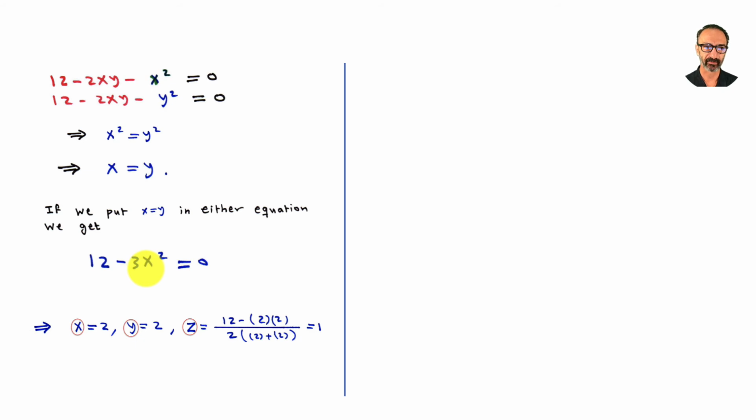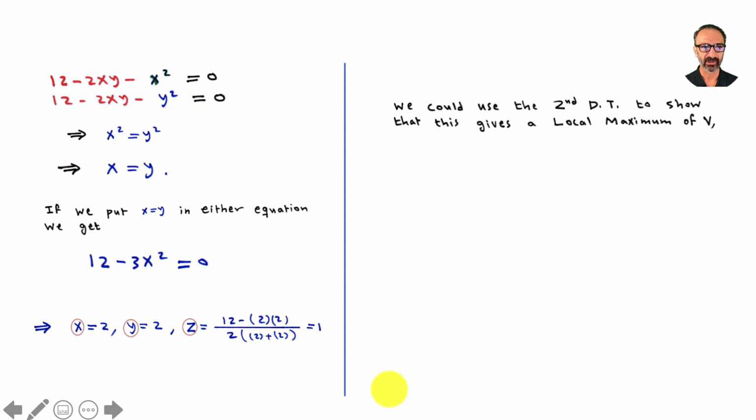Let's give it a test. 2 squared is 4. 3 times 4 is 12. 12 minus 12 is 0. If x is 2, and we're saying y equals x, so y is 2. Go back to the z from the previous page, which was a fraction in terms of x and y. It gave me 1. So we have 2, 2, 1. We could use the second derivative test to show that this gives a local maximum of v.